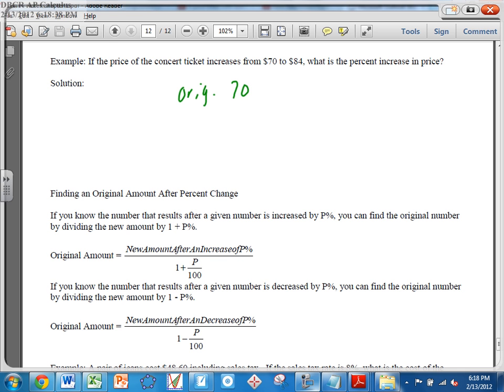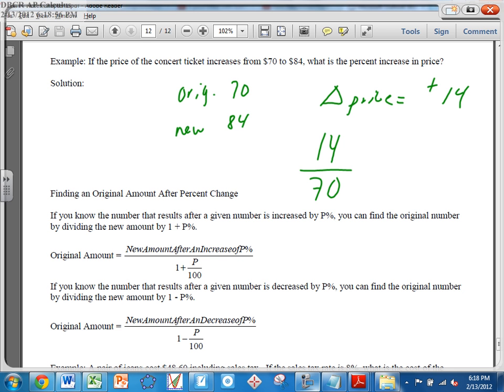The new price is $84. So what was my change in price, my delta price? My change in price was a positive $14. So that means that I went up $14 on top of my original 70 that was there. So I need to figure out, well, what is this?